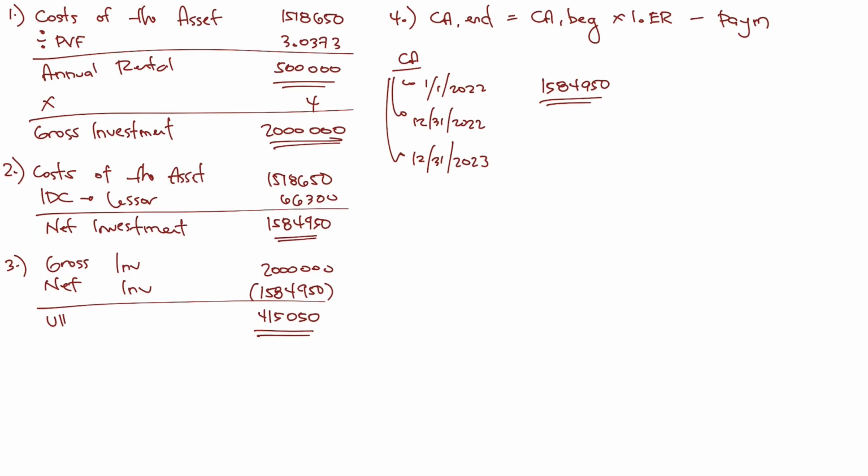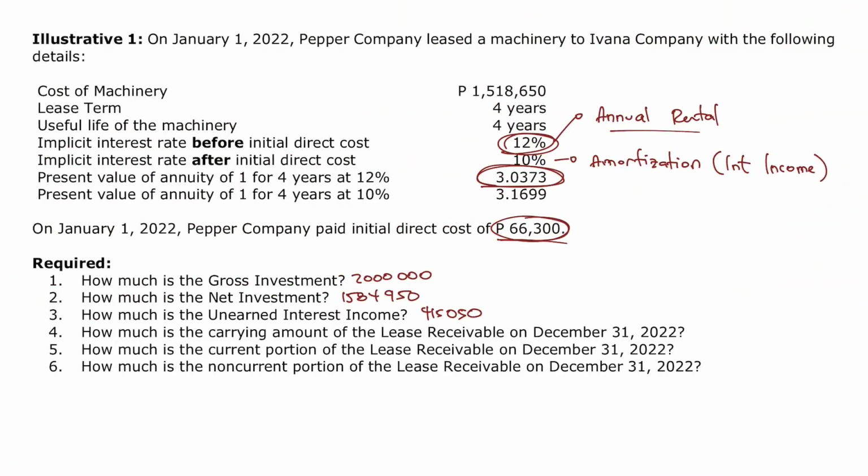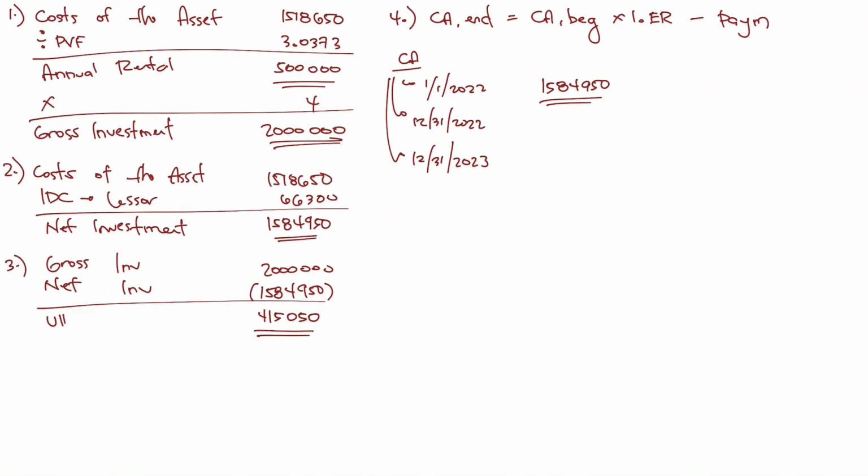We're good on that? Now, shortcut tayo. So, 1,584,950 times, ano nga ang ginagamit sa amortization? Yung 10% na. So, times 1.1 minus the annual payment of 500,000. So, minus 500,000. Carrying amount of lease receivable on December 31, 2022 will now be equal to 1,243,445. Okay? Then times 1.1 minus 500,000, carrying amount on December 31, 2023 will be equal to 867,790.